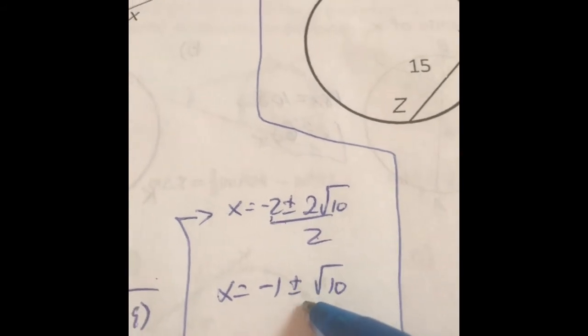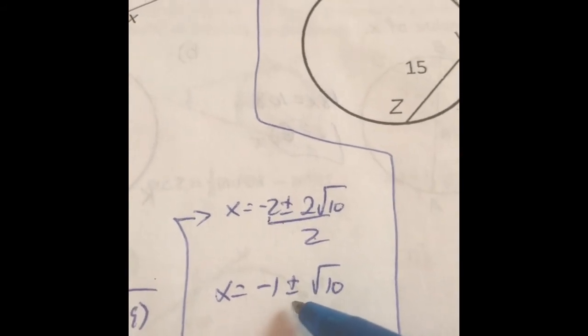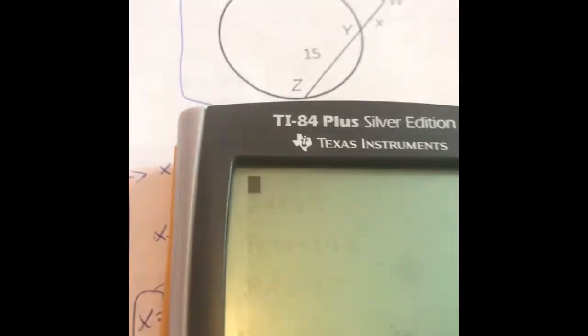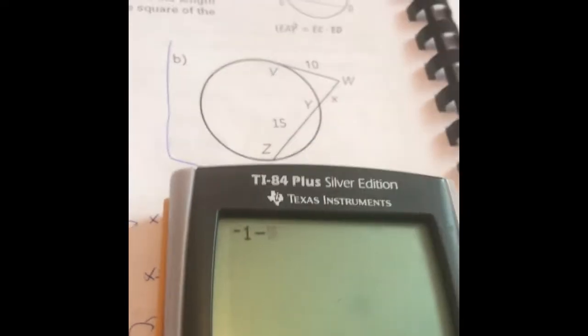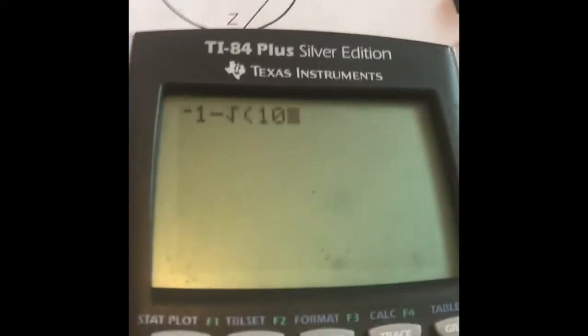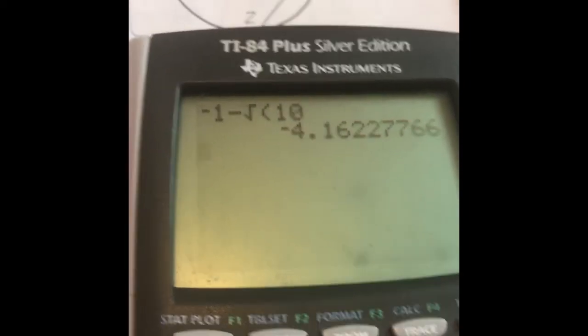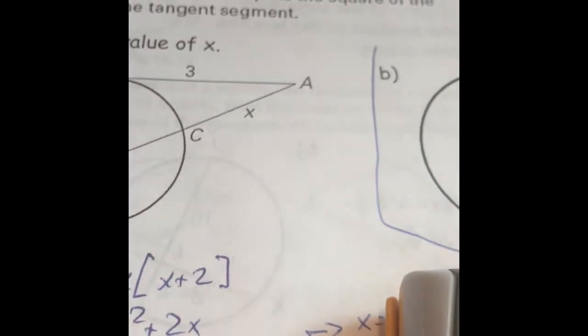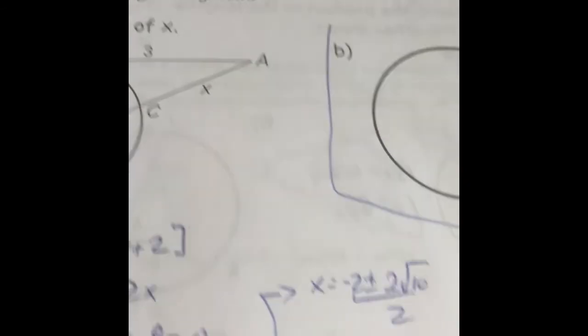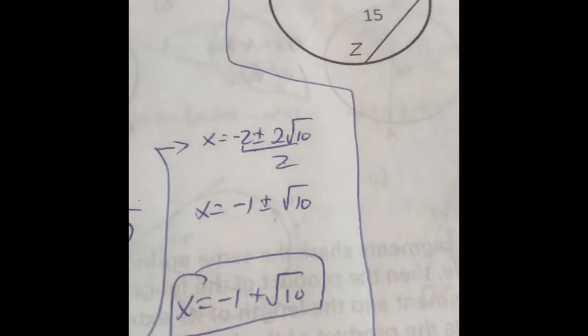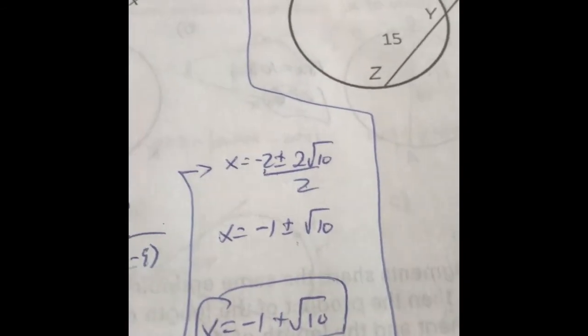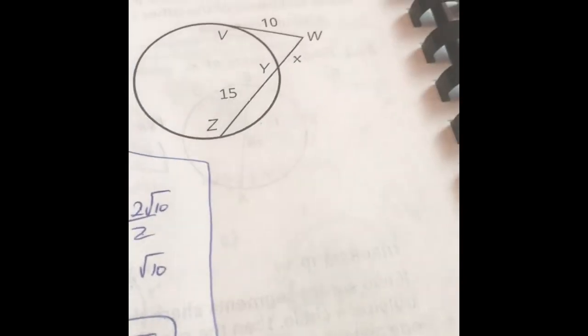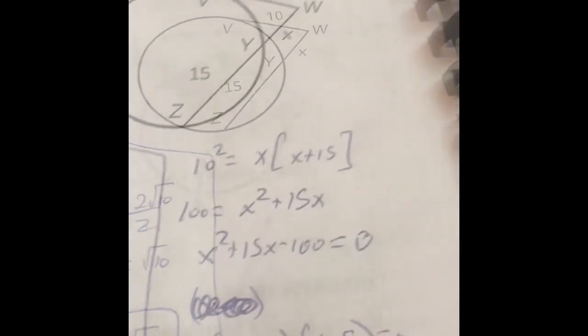But the negative is going to get rejected. You can't use negative 1 minus root 10. We just go to the calculator here. Negative 1 minus root 10 is negative 4.16. And this segment right here can't be negative 4.16. That doesn't make sense. So we're going to reject the negative. So negative 1 plus root 10 is the only answer. Go ahead and try B, pause the video and see what you get.